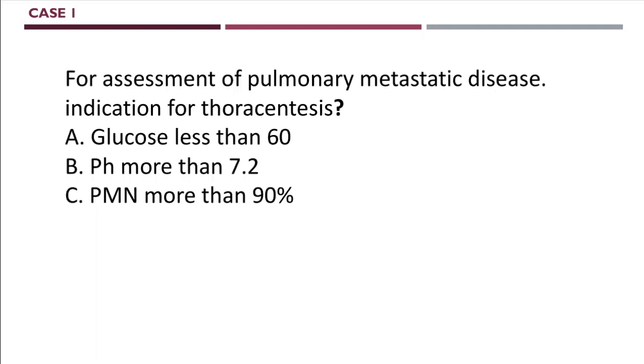So this question: for assessment of pulmonary metastatic disease, indication for thoracentesis: A, glucose less than 60, pH more than 7.2, polymorph more than 90%. What do you think, guys?